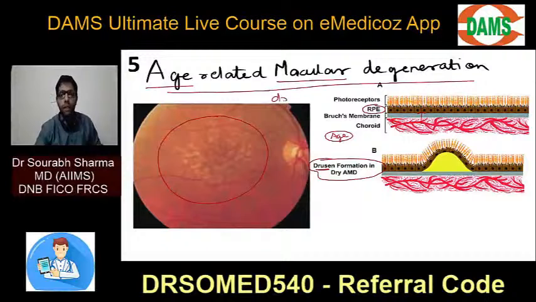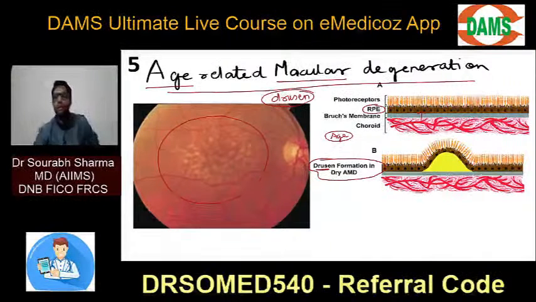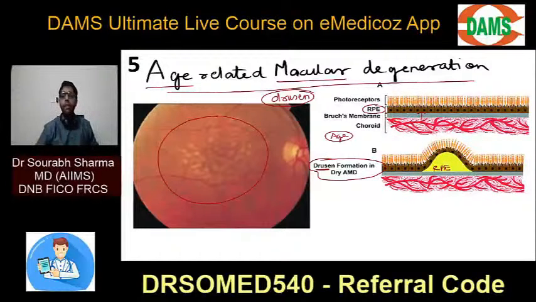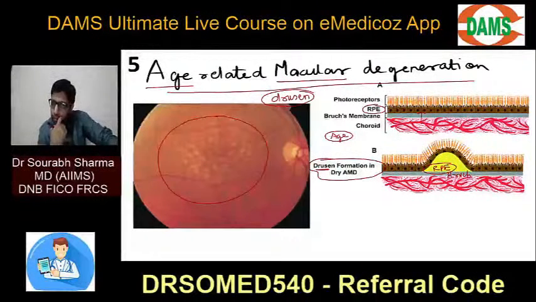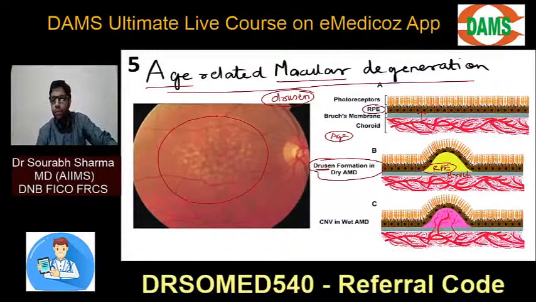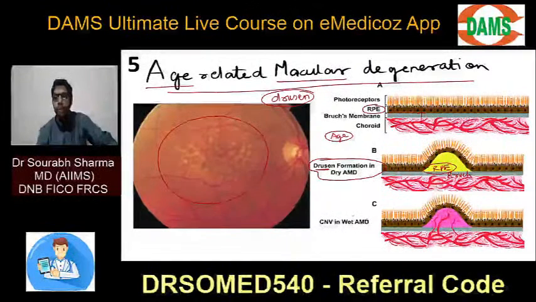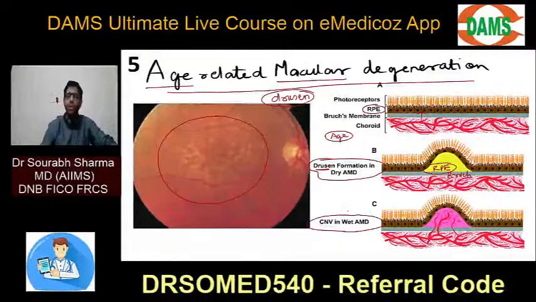What is deposited? Drusen are deposited mostly in the RP layer, the retinal pigment epithelium layer, under the RP layer in Bruch's membrane. Drusen are deposited there. When there are only drusen, it is known as dry ARMD. When new vessels come from the choroid, that is wet ARMD. I will not go into detail.